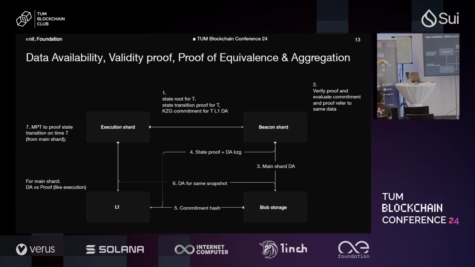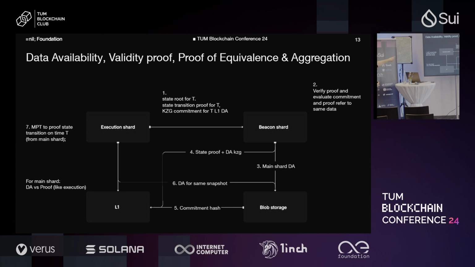And this is where the beacon shard plays the role of settlement layer for execution shards. You send your state transition proofs and data availability commitments, like KZG commitments, to the beacon shard, and the beacon shard verifies the state transition proof. This is a simple idea of aggregation of proofs through trustless execution on the beacon shard.